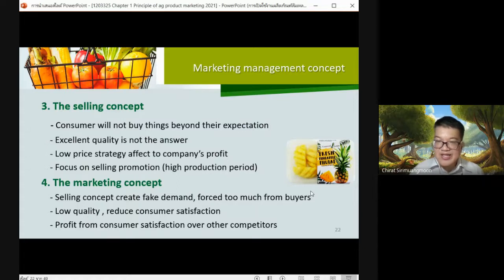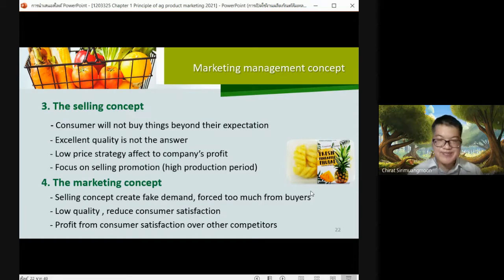So selling concept is applied here because they think if the fruit or vegetable is more expensive than they think, they will not buy it. So what you should do is apply the low price strategies that create the higher profit. Then you're gonna apply for the selling promotion, especially for the high production period, like on the peak season of the fruit.